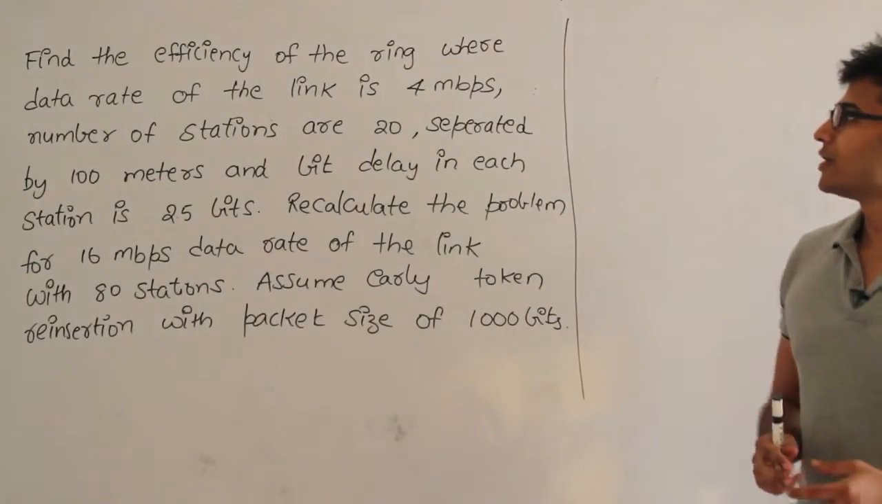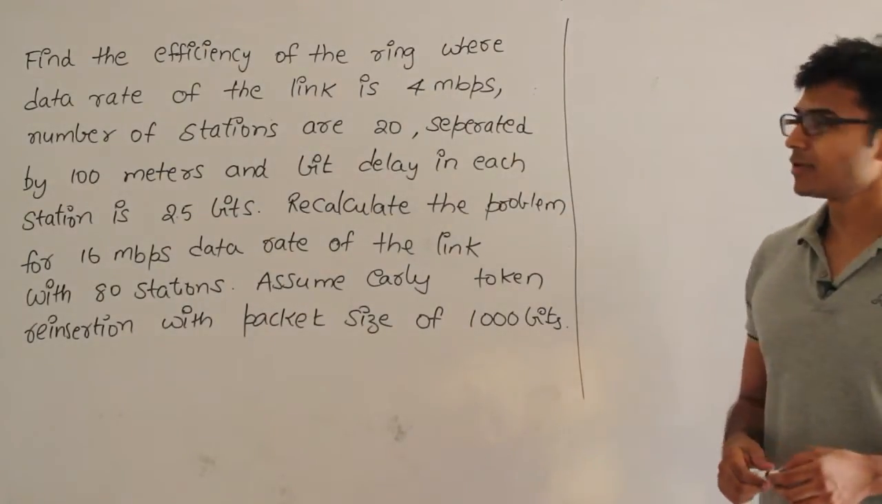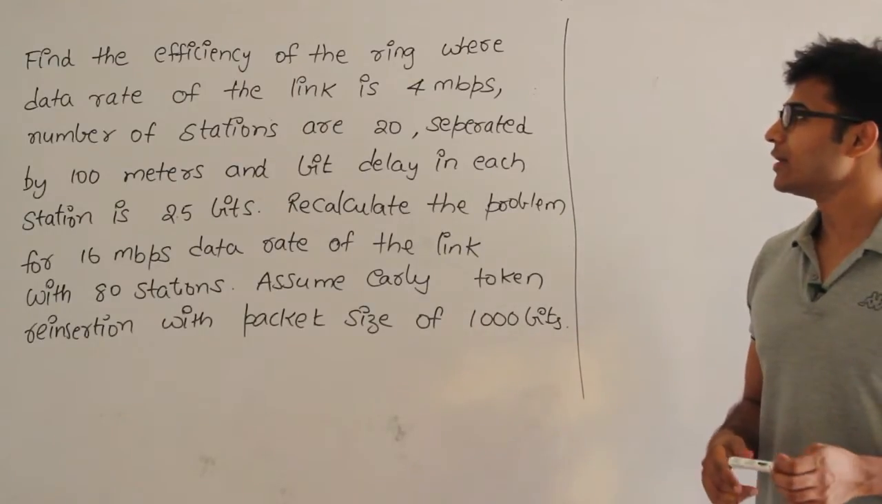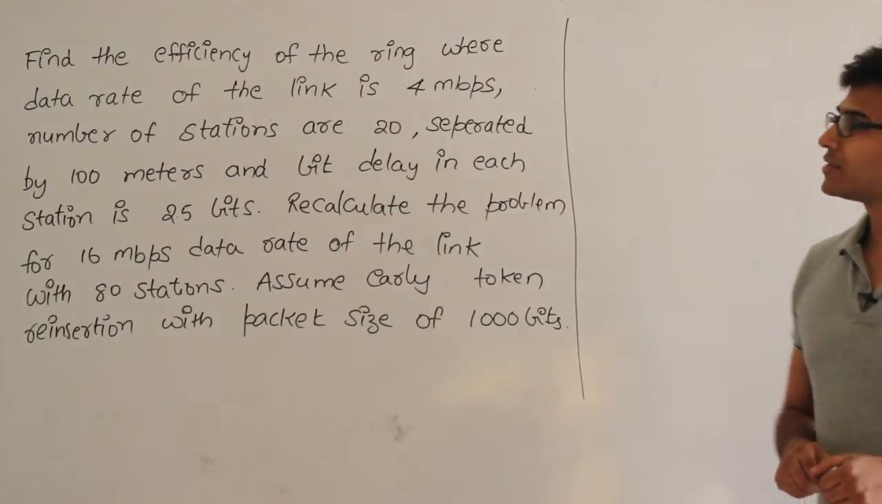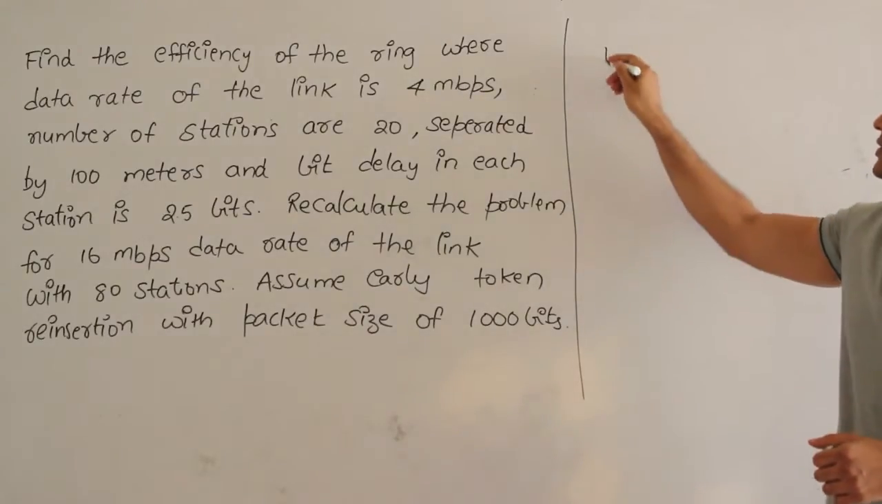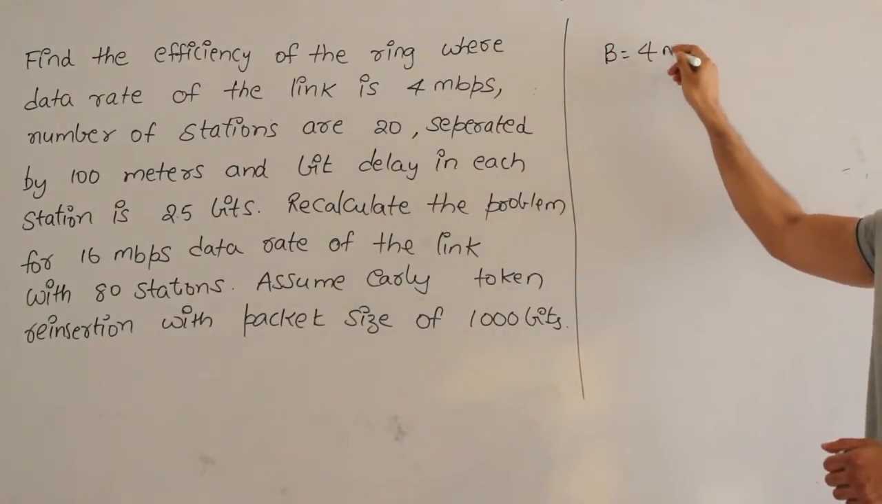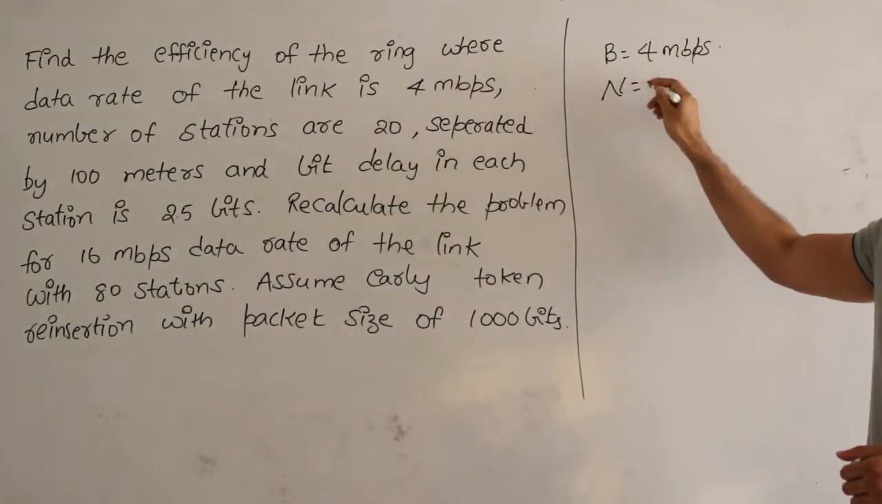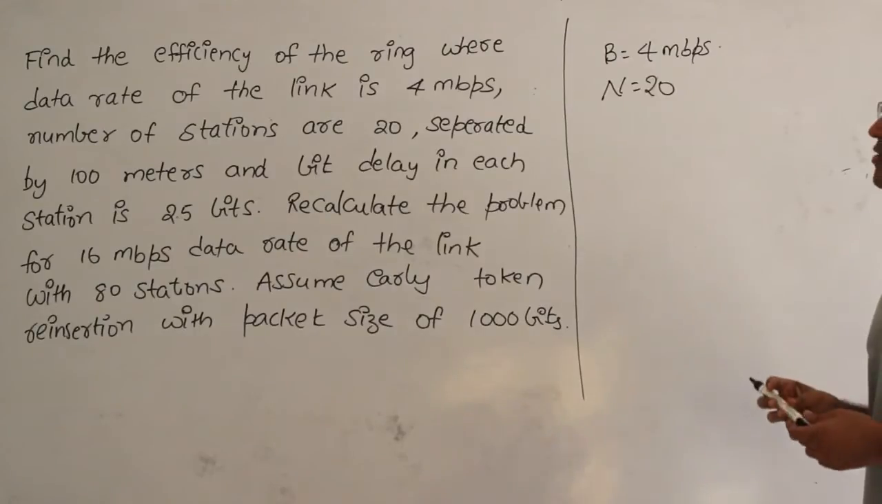Watch this. Find the efficiency of the ring. Ring means the token ring, where the data rate of the link is 4 Mbps, which means the bandwidth initially is 4 Mbps, and the number of stations n is given as 20, separated by 100 meters each.